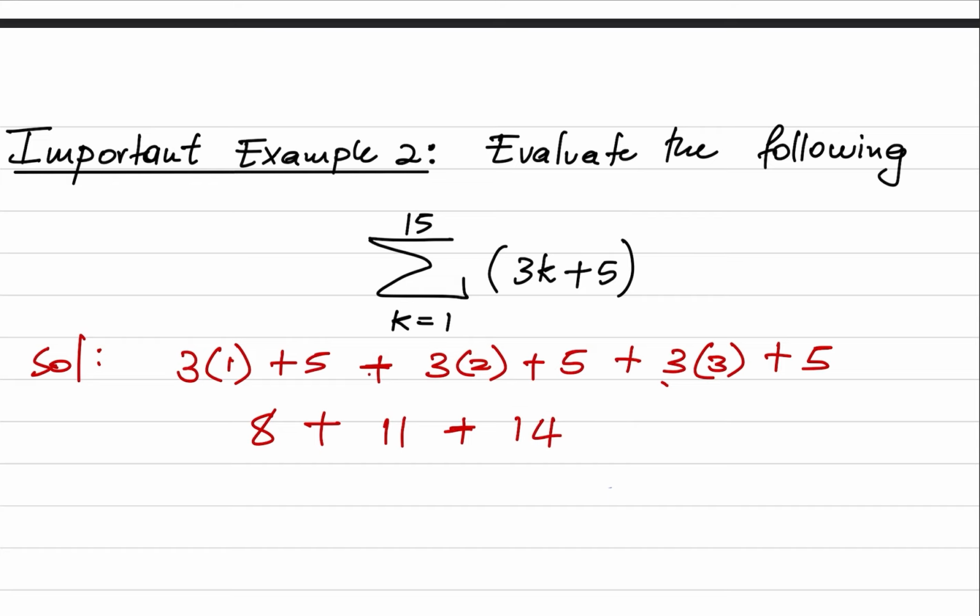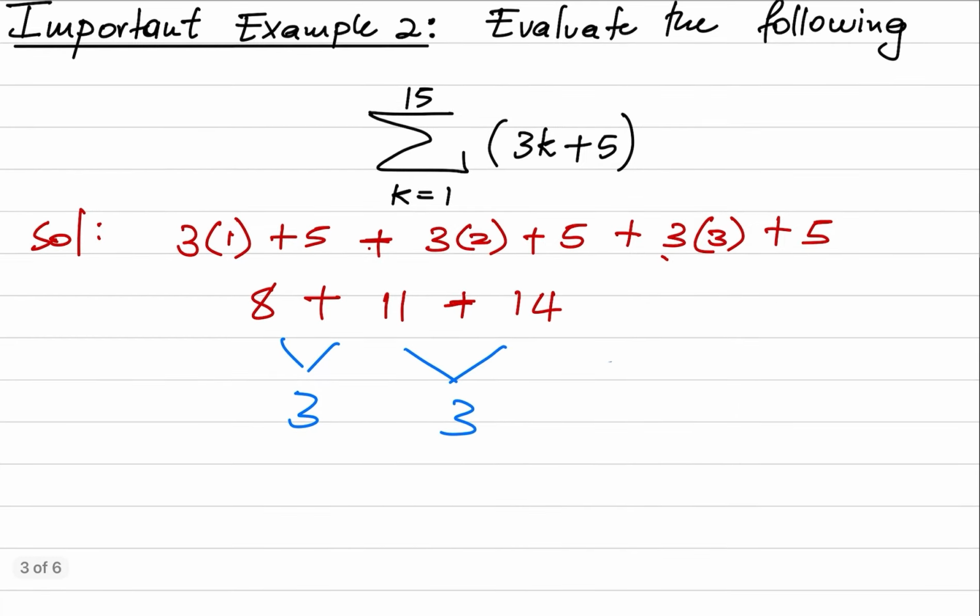Now we need to check if this is arithmetic or geometric. Now I'm going to say 11 minus 8. So 11 minus 8 is just 3. 14 minus 11 is also 3. So this actually confirms that this is your arithmetic series. This is arithmetic.